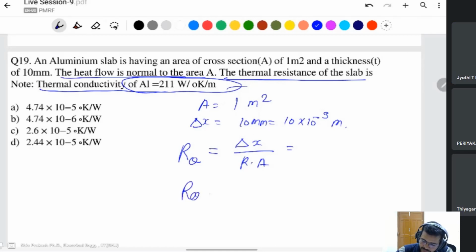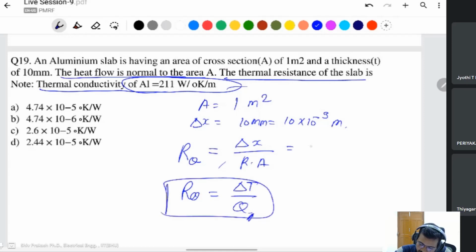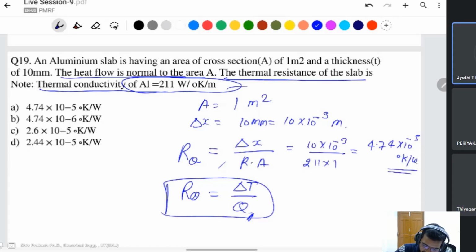R theta can be calculated by two methods: delta T by Q. This one is not given, but this is given, and we can calculate from here. Delta x is 10 into 10 to the power minus 3, divided by 211 into 1, because the area is 1 meter square. This will be 4.74 into 10 to the power minus 5 degree Kelvin per watt. This one is the answer.